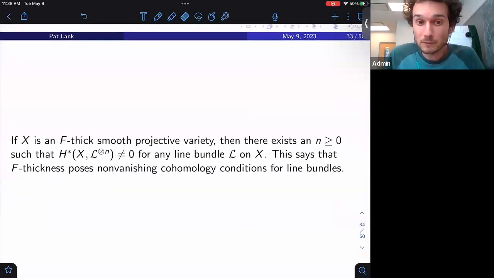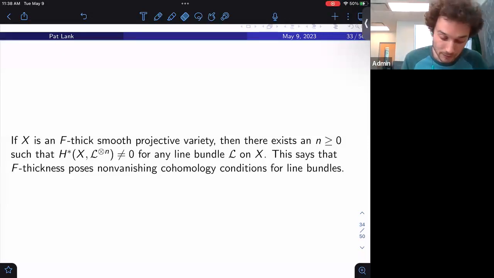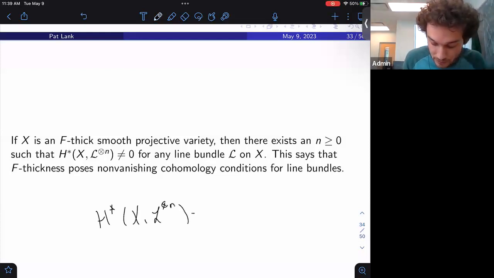And now you can say, what does it tell me? Well, we can say something about cohomology at least. So if I have an F-thick smooth projective variety, then there exists an n bigger than or equal to 0, such that for any line bundle L, the nth tensor power of L admits non-vanishing cohomology. So that is H star, in case I didn't say this, H star you could just take to be the direct sum of all cohomologies.